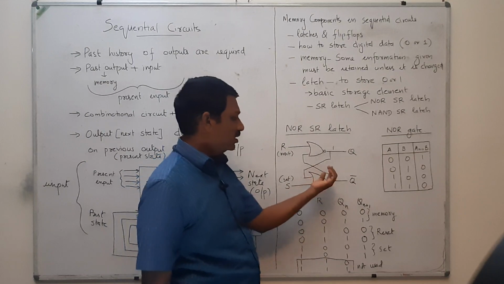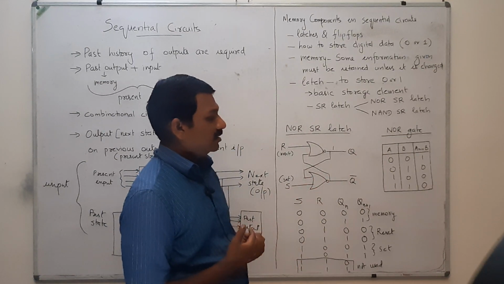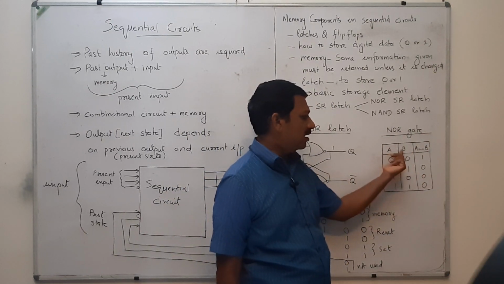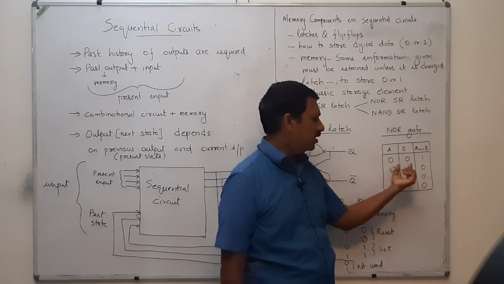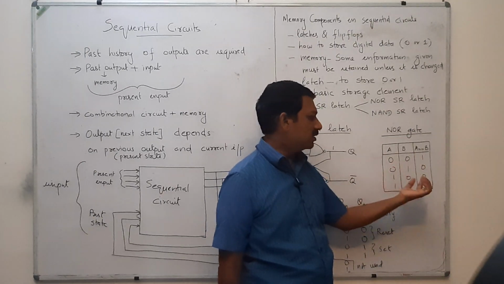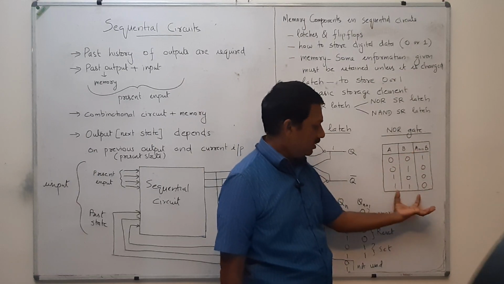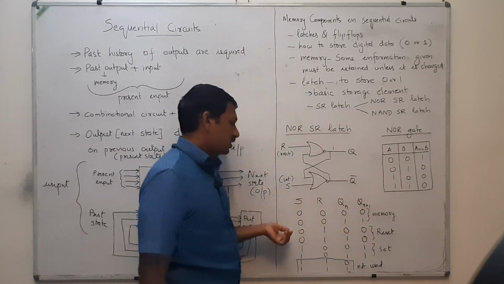This is the pictorial representation of how you implement an SR latch, and this is the truth table for a NOR gate. If A and B are the two inputs, it will return 1 if both A and B are zeros. Otherwise, it will return 0. This is the truth table of the NOR gate.